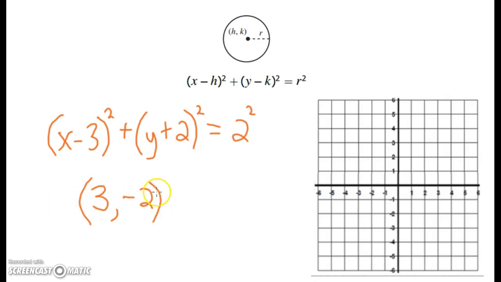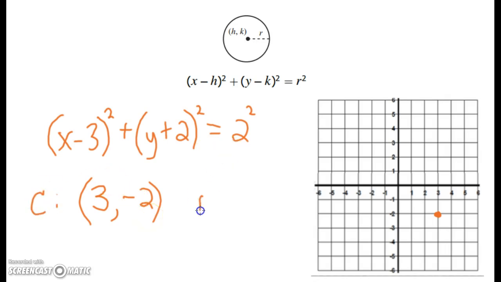So I could actually plot this on my coordinate plane. If I go over 3 and down negative 2, this point right here, which I'll make just a little bit bigger, is the center of the circle. Label that. That's the center.